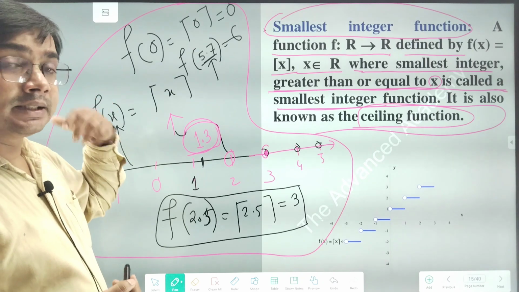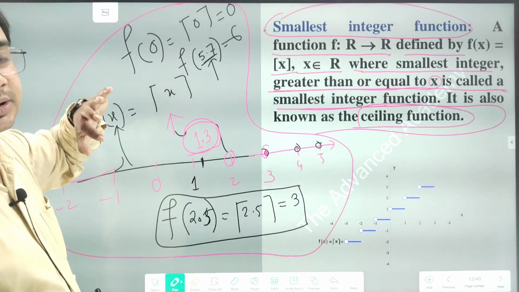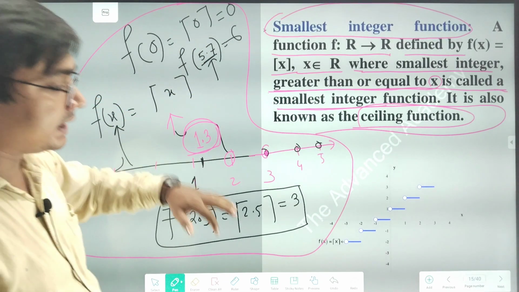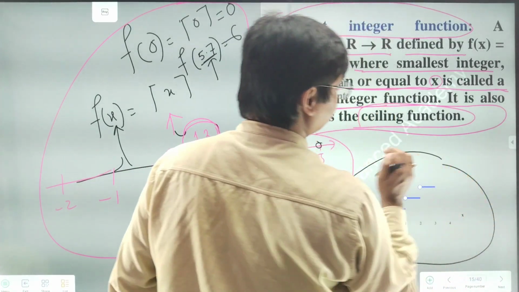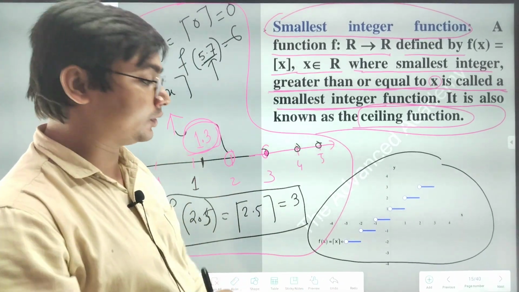So this is all about the smallest integer function. Okay, and this is the graph for the smallest integer function. You have to remember this graph also.